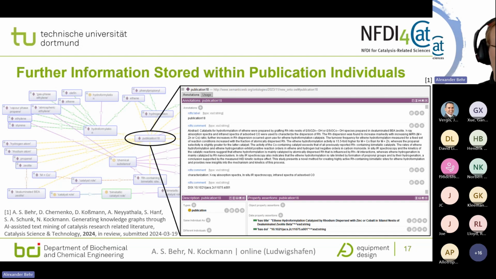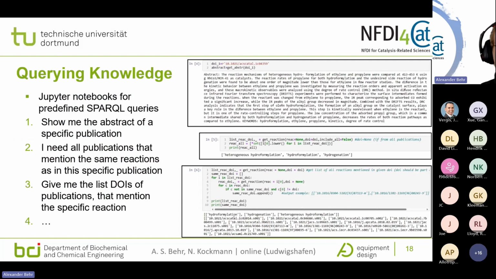So to now show some of the uses of this, so this knowledge graph was set up basically automatically, like I told you before. We were able to use this knowledge graph to, for example, pre-formulate SPARQL queries that could answer a wide range of questions. For example, show me the abstract of a specific publication, that would then just use the DOI as an input, and then you would get the abstract out of this.